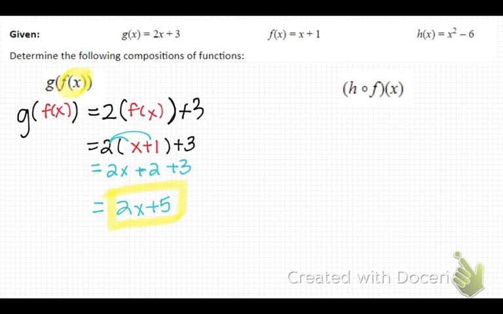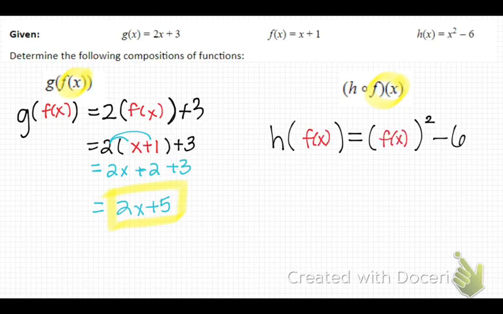And then finally, on the fourth one, what's the inner function? What's my inner function? F of x. And what's my outer function? H. On the second one. It's okay. So I have h of x equals x squared minus 6. So I have f of x as my inner function again. So that is, what is f of x?